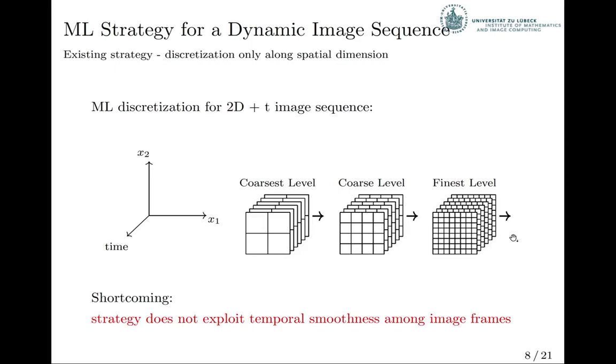In this strategy, we are simply discretizing the images. We do not perform any discretization along the temporal direction. We first perform the registration with the 2x2 image, then 4x4 and 8x8 images, for example. The shortcoming is that we do not exploit any temporal smoothness, which is intrinsic to these image sequences, and that's what we want to focus on in this work.